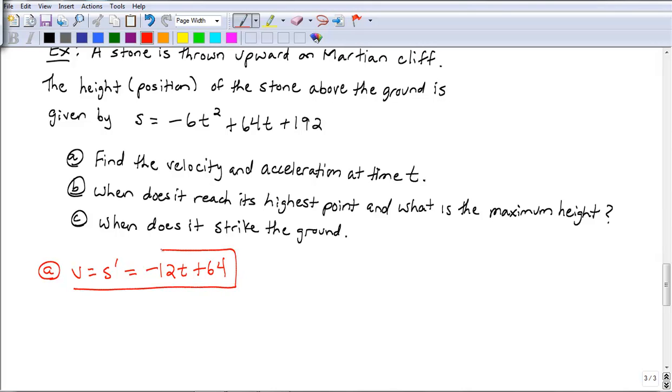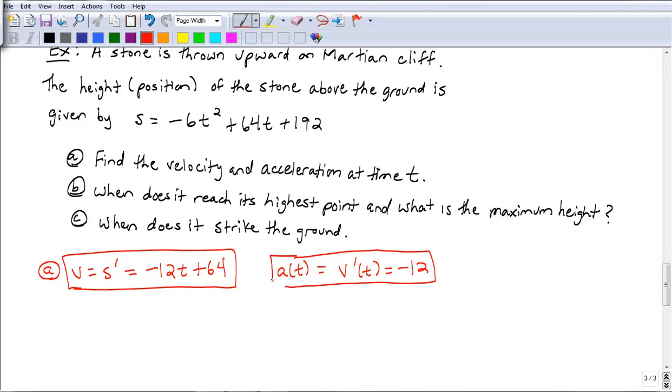And the acceleration is the second derivative, or the derivative of the velocity, which is negative 12. By the way, negative 12 would be the acceleration on Mars. It's constant, just like the acceleration on Earth. The acceleration on Earth is negative 9.8 meters per second squared.